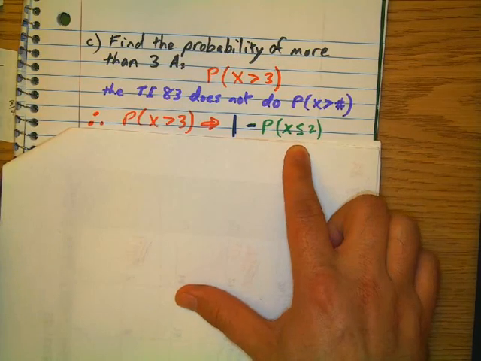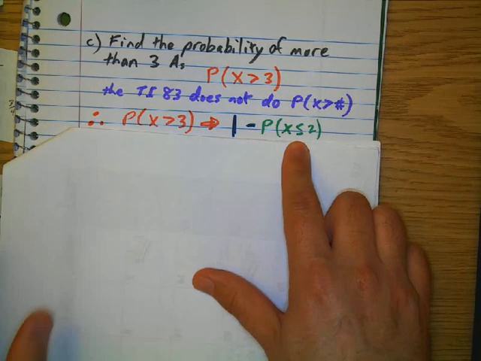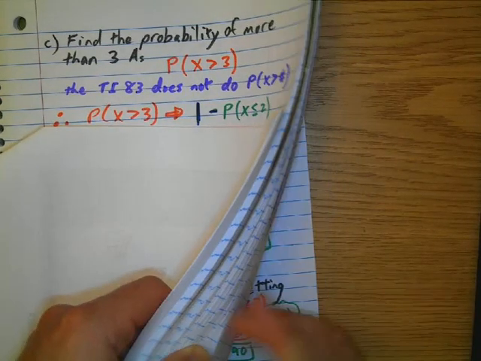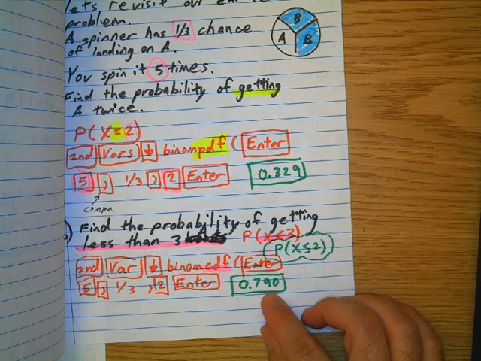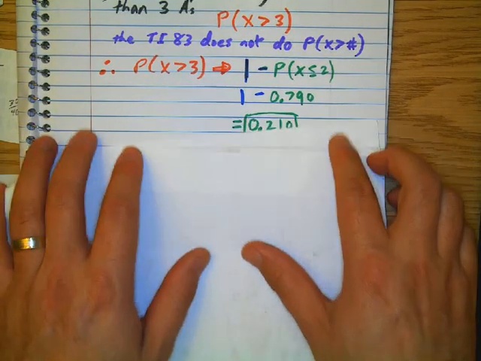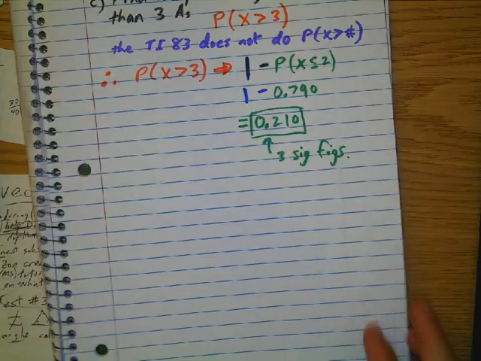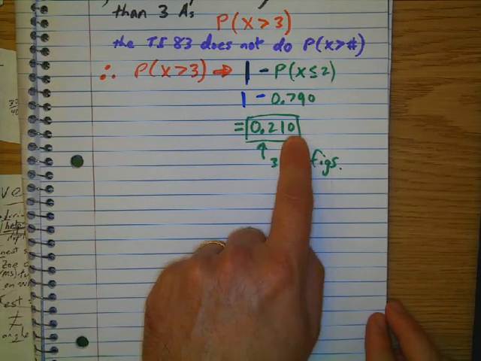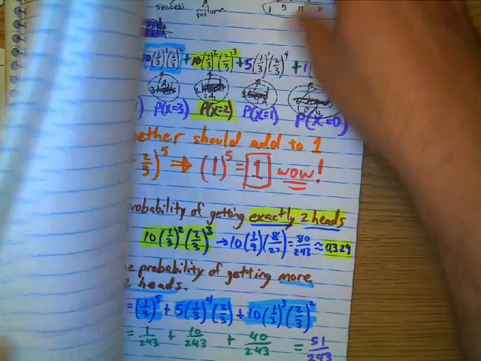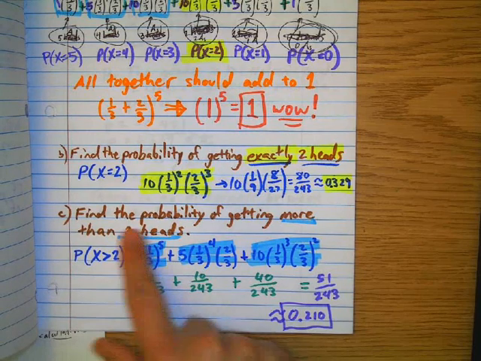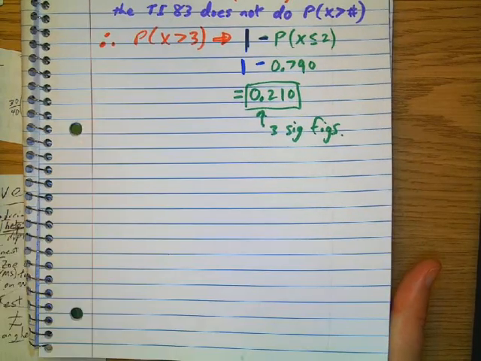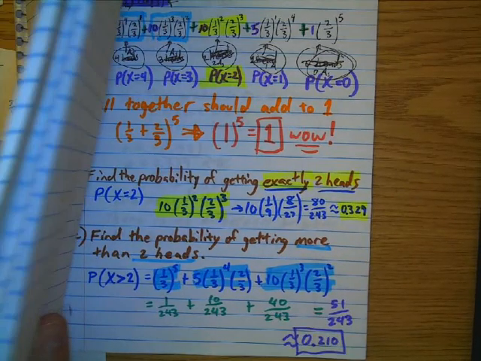Okay, and this is the answer from the previous page, right? We know that answer is 0.790. So I do 1 minus 0.790, and then I get this answer. And don't forget 3 sig figs, that 0 at the end is significant. And the nice thing about this answer, I can check it against the work that I did on the other assignment, the probability of getting more than 2 heads is there.